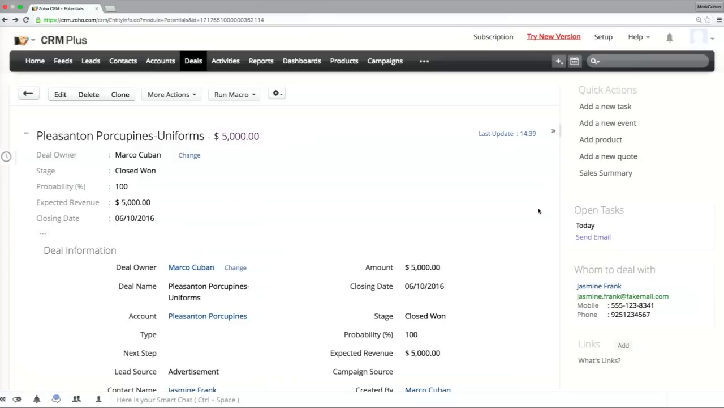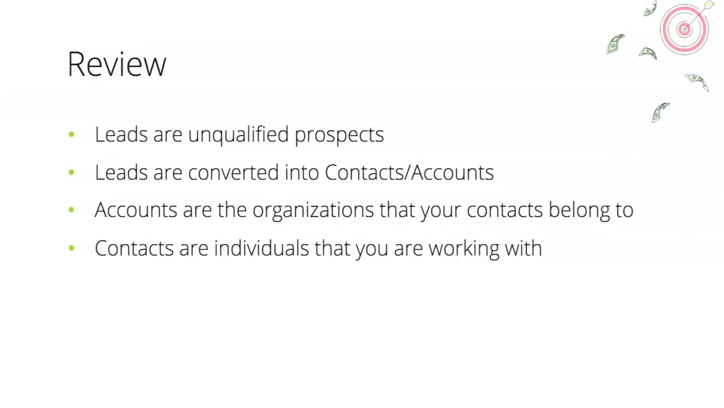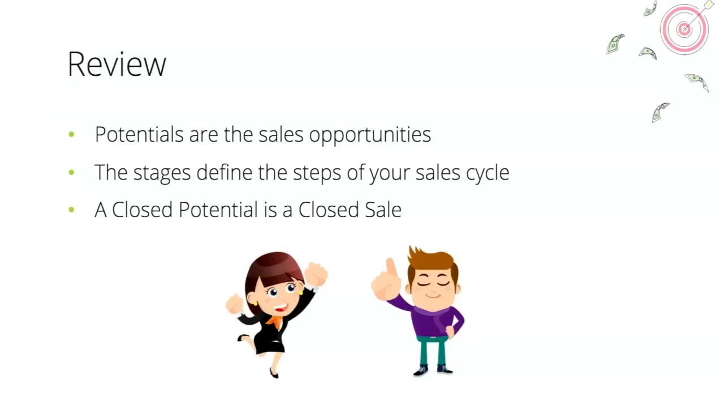All right, that brings us right back to our chart. So we'll do a quick review. Leads are unqualified prospects. They convert to contacts and accounts. Accounts are the organizations or businesses that your contacts are a part of. Contacts are the individuals you're working with. The potential is the sales opportunity. The stages are the steps of your sales cycle. And a closed potential is a closed sale.